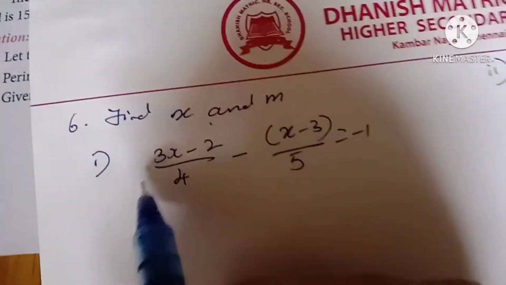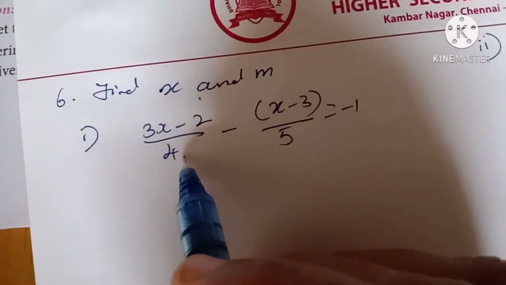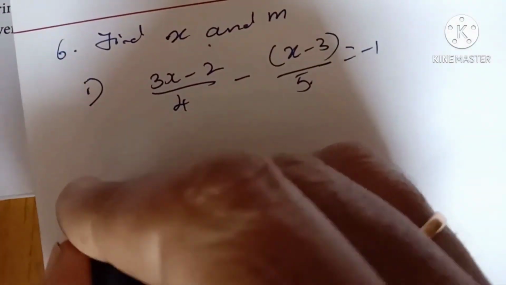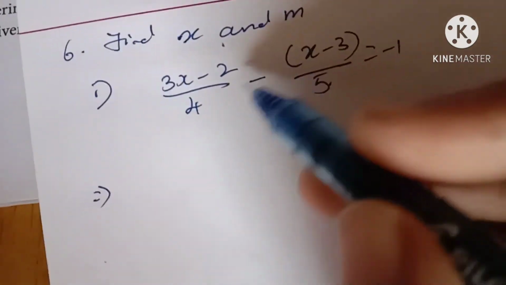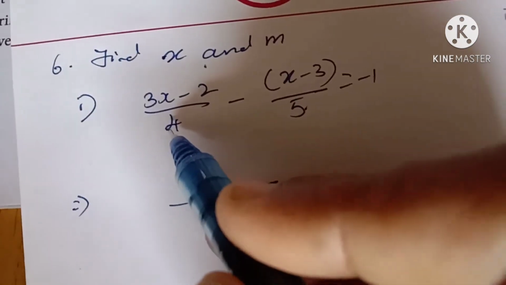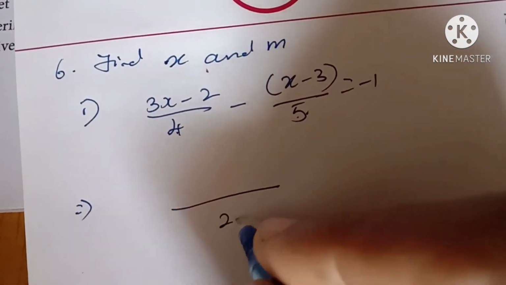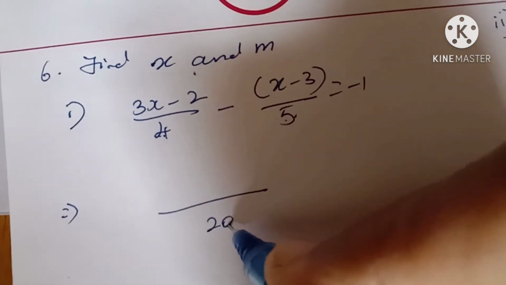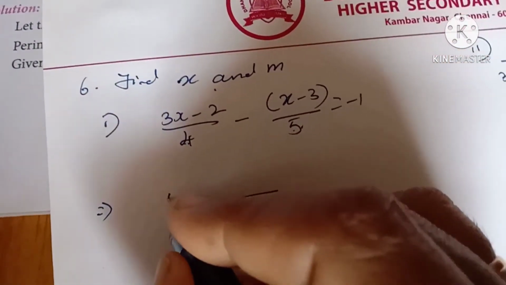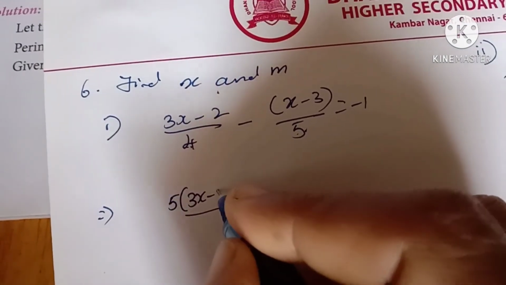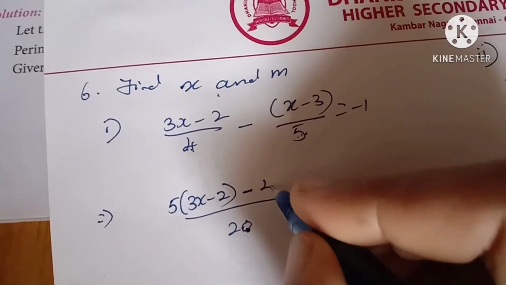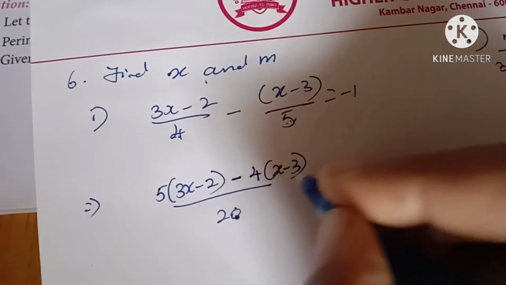And find x and m. 3x minus 2 by 4 minus x minus 3 by 5 is equal to minus 1. So if you see here, in between the minus sign is there and the denominators are different. So take the common denominator. Common denominator for 4 and 5 is 20. In 4 table, 20 is divisible by 5 times, so you have to multiply with the numerator. That is 5 into 3x minus 2 minus, in 5 table 4 times, 4 into x minus 3.